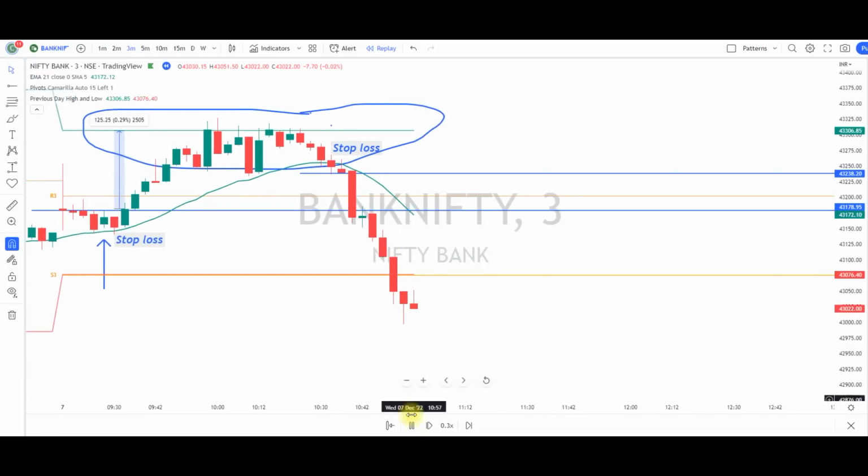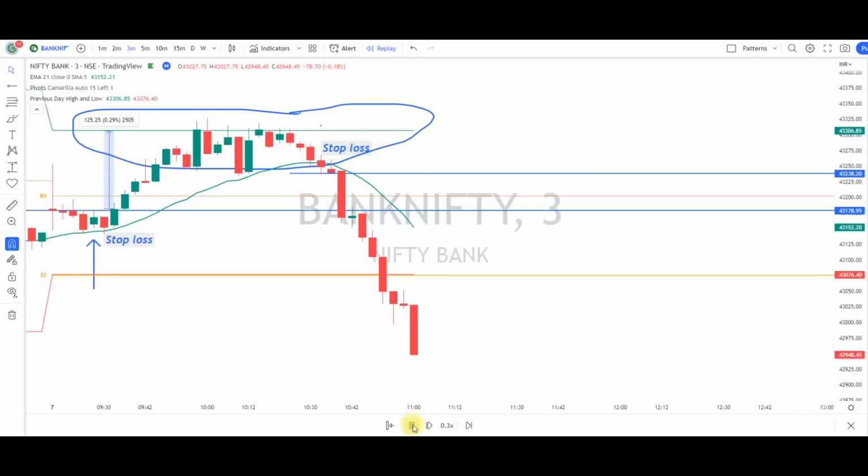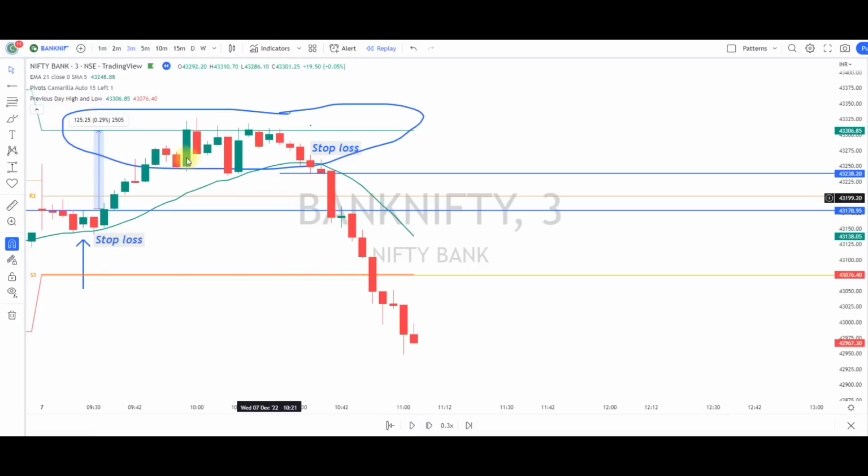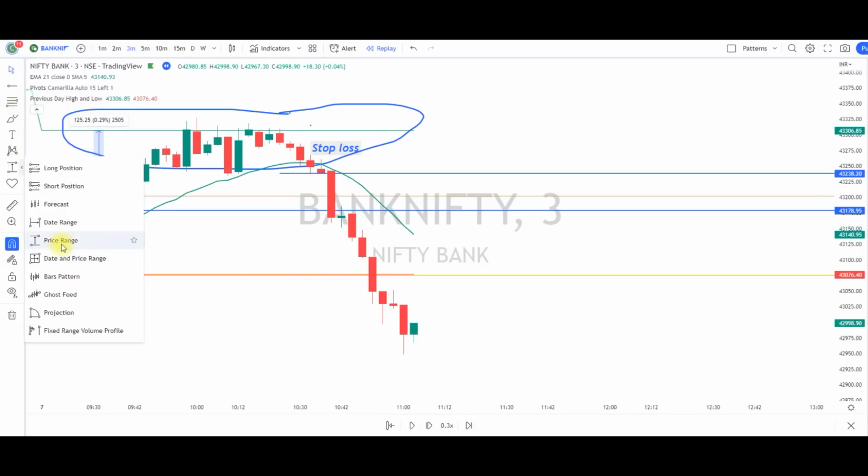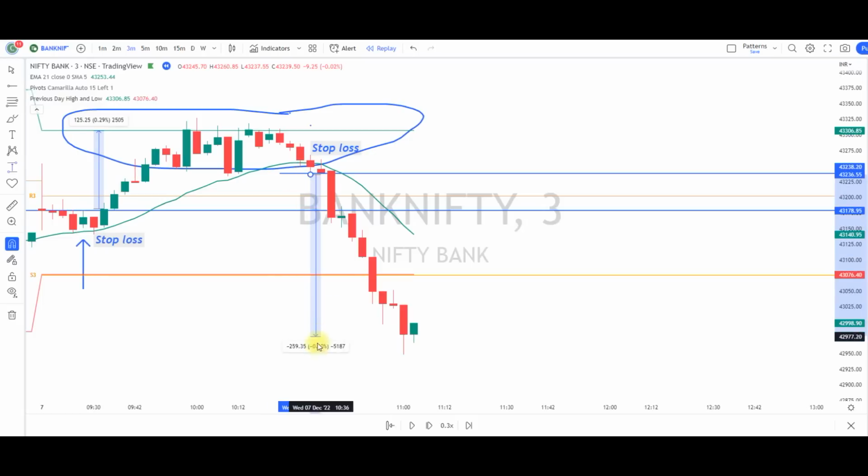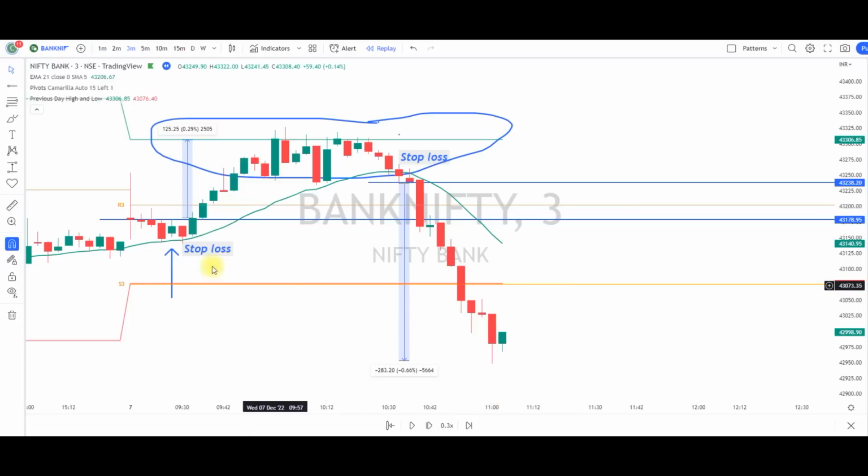See, market started falling. See, from there we got around 280 points. So this is how we will enter into the long and short trade.